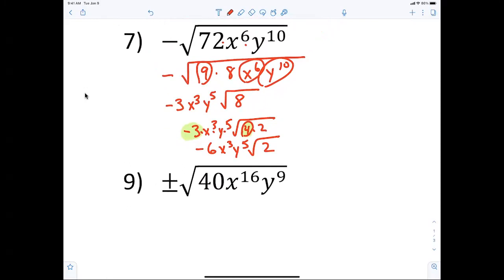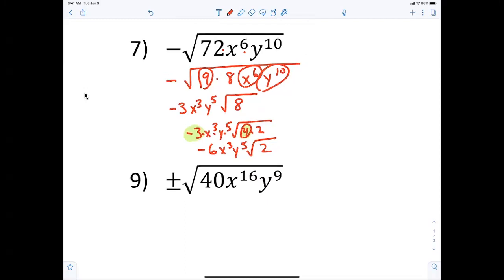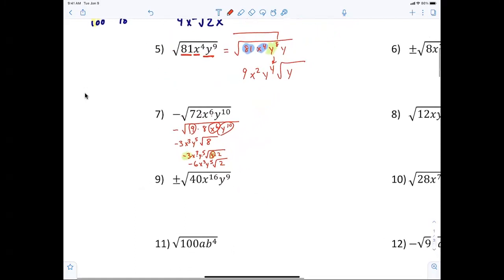Good, Xavier. So why is the 9 like this on the last one, it wasn't. Because the square root of 81 is what? What's the square root of 81? 9. What's the square root of 9?